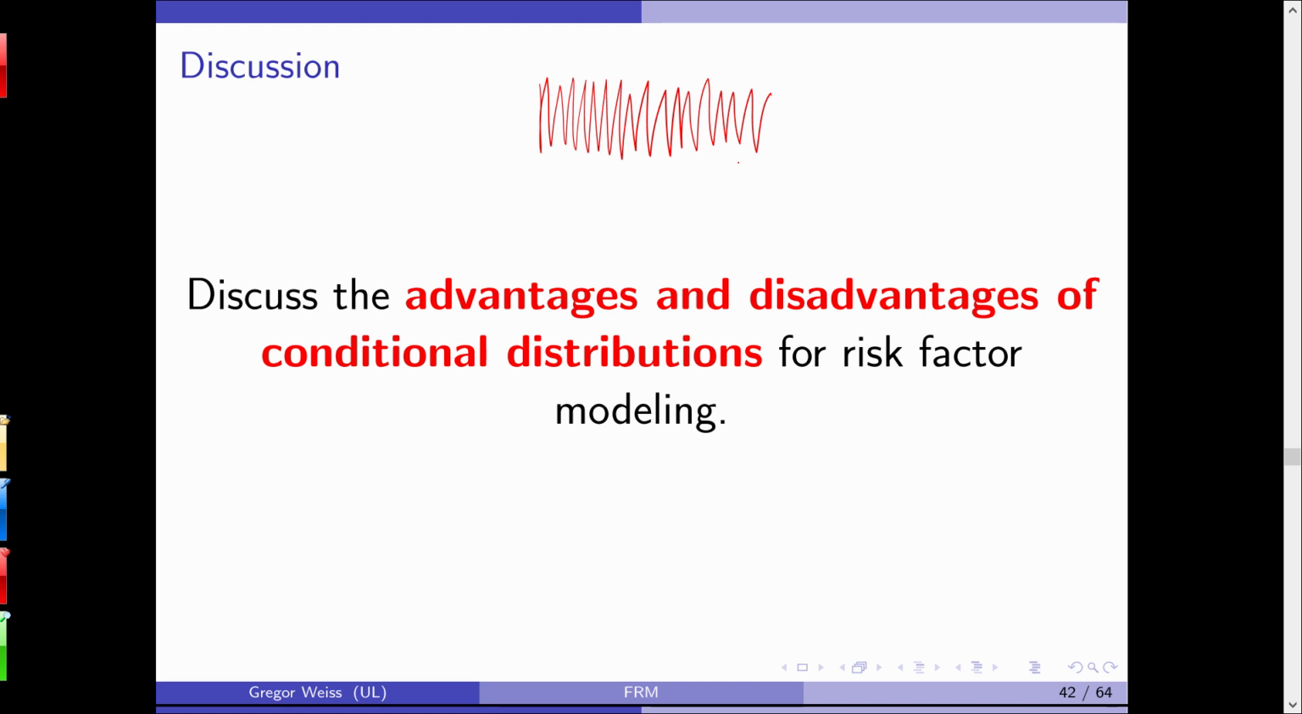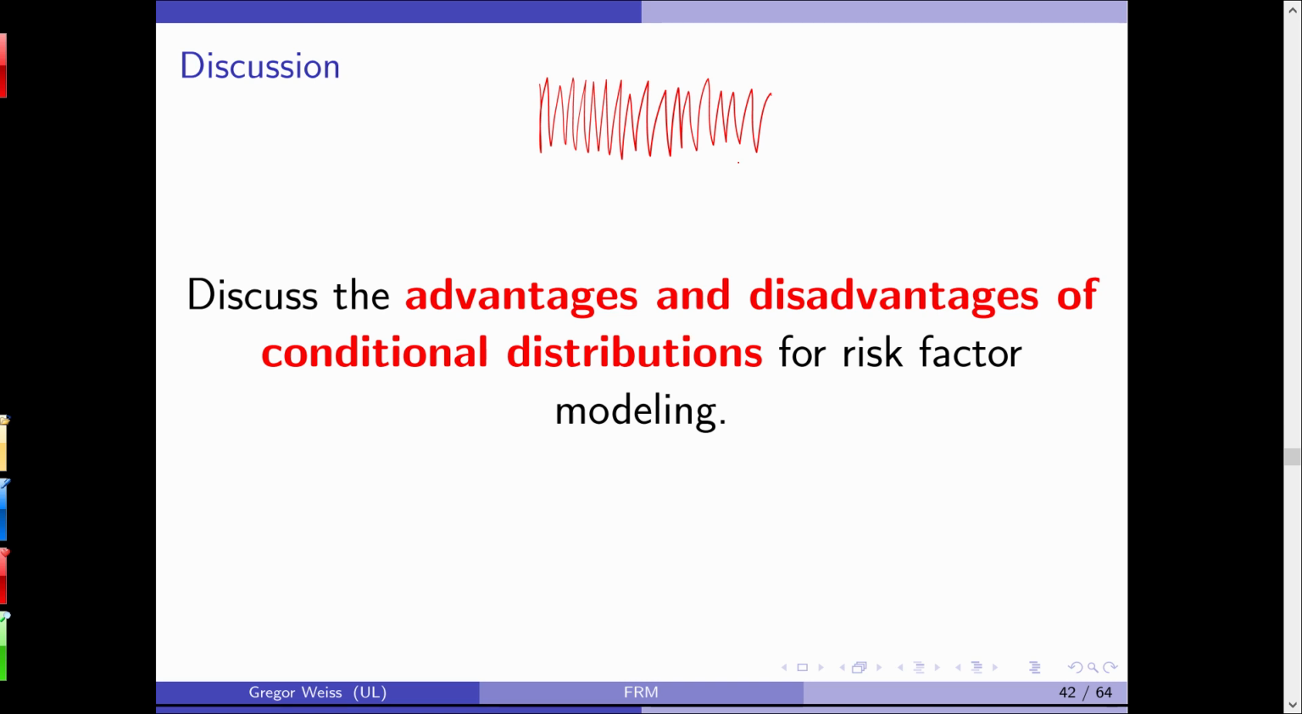The only disadvantage is, of course, it's more complicated. You need more data, you need more sophisticated models, you have higher model risk, you have a huge amount of different models, and you are increasing model risk by using a more sophisticated model.